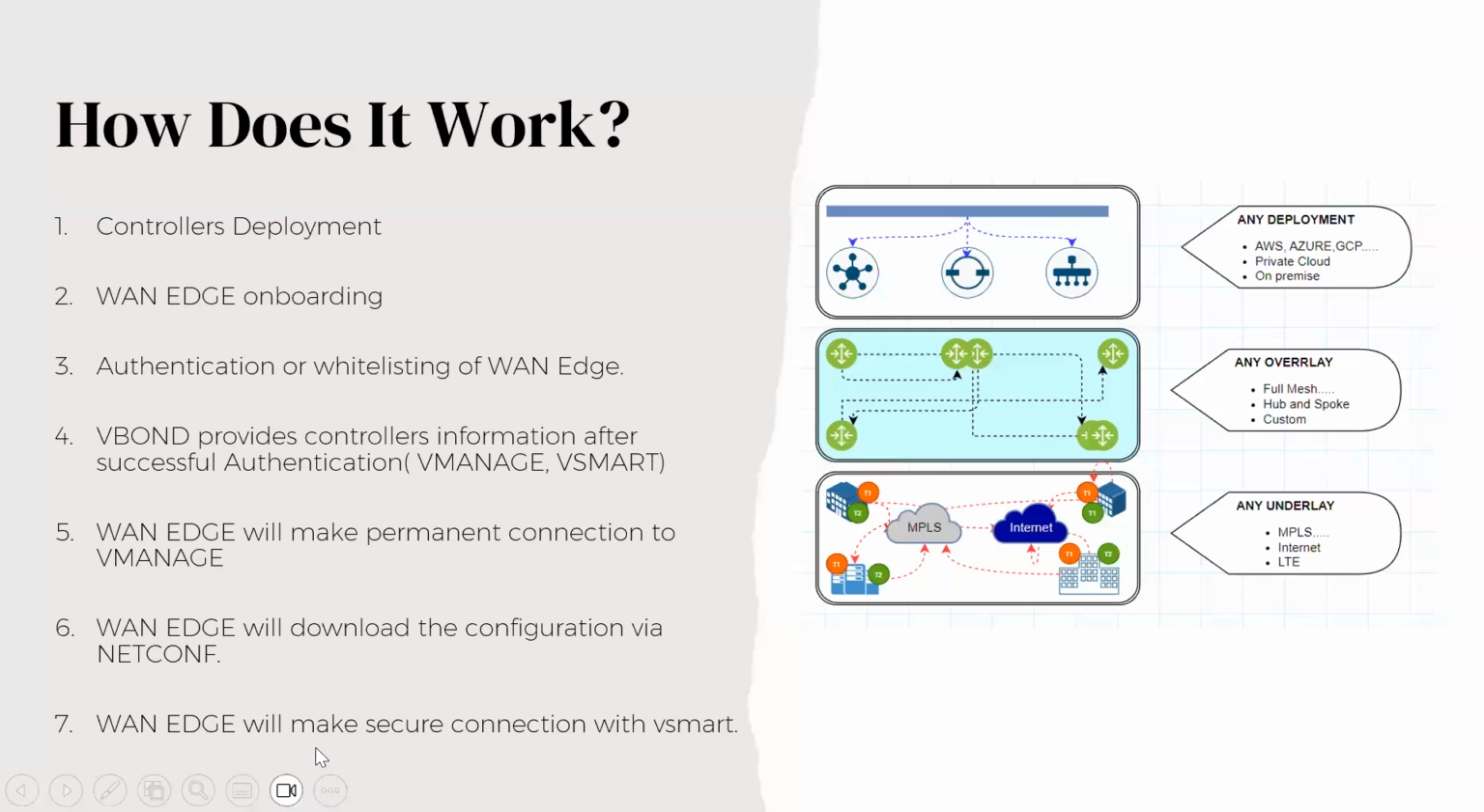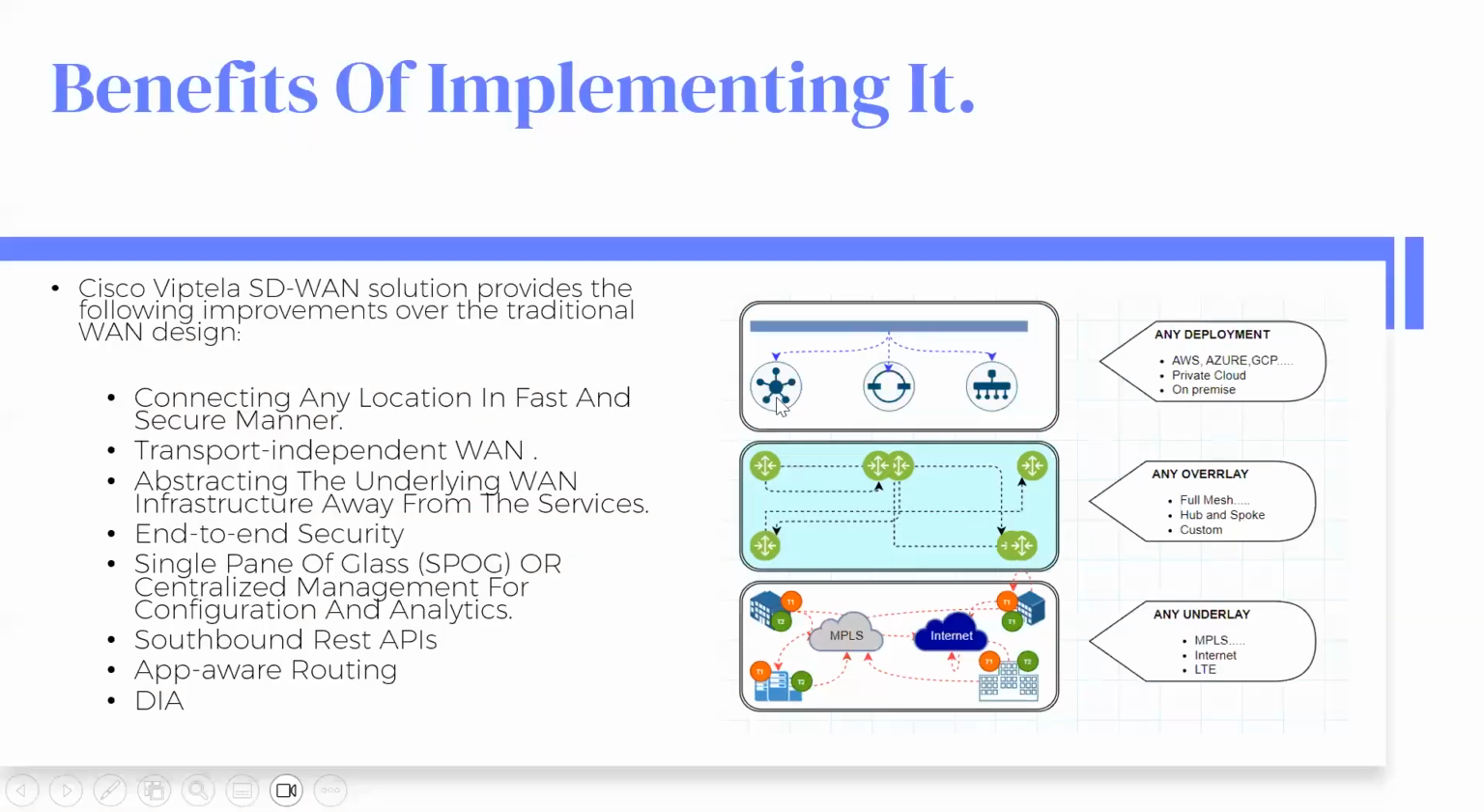From the vManage, it will download the configuration which is on the vManage via the NETCONF protocol. The next thing, it will make a secure connection with the vSmart controller, and from there it will download all the policies, routing information and all the security policies we have configured. So this is a high-level overview of how SD-WAN works. Now the next thing, what are the benefits we are getting from using SD-WAN?